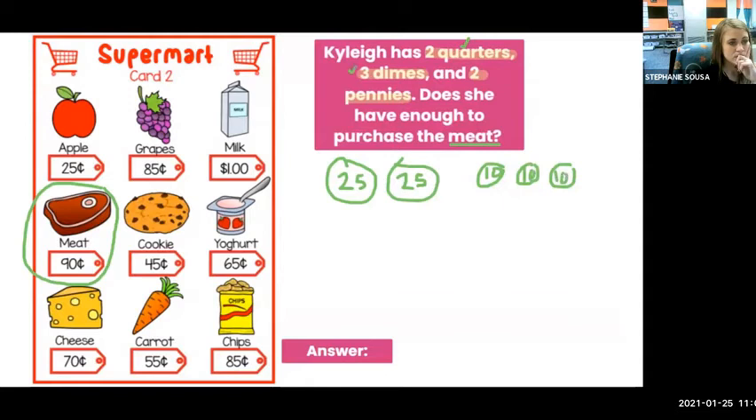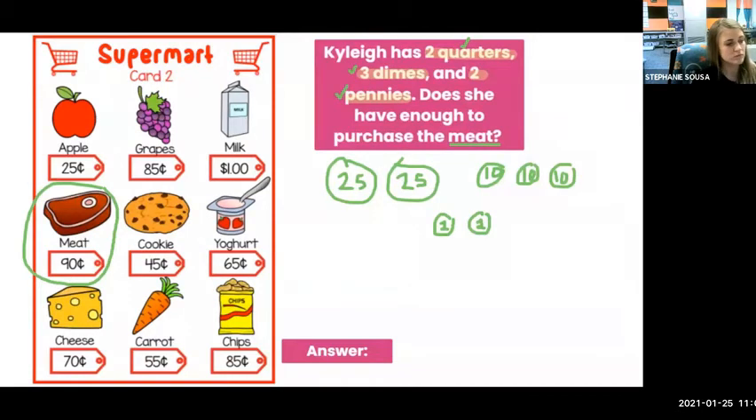Great. Next, 2 pennies. Pennies have a value of 1, 1 cent each. Perfect. Make sure you're checking your model to see that you have drawn exactly what the word problem says. Next, our question asks, does she have enough to purchase the meat?